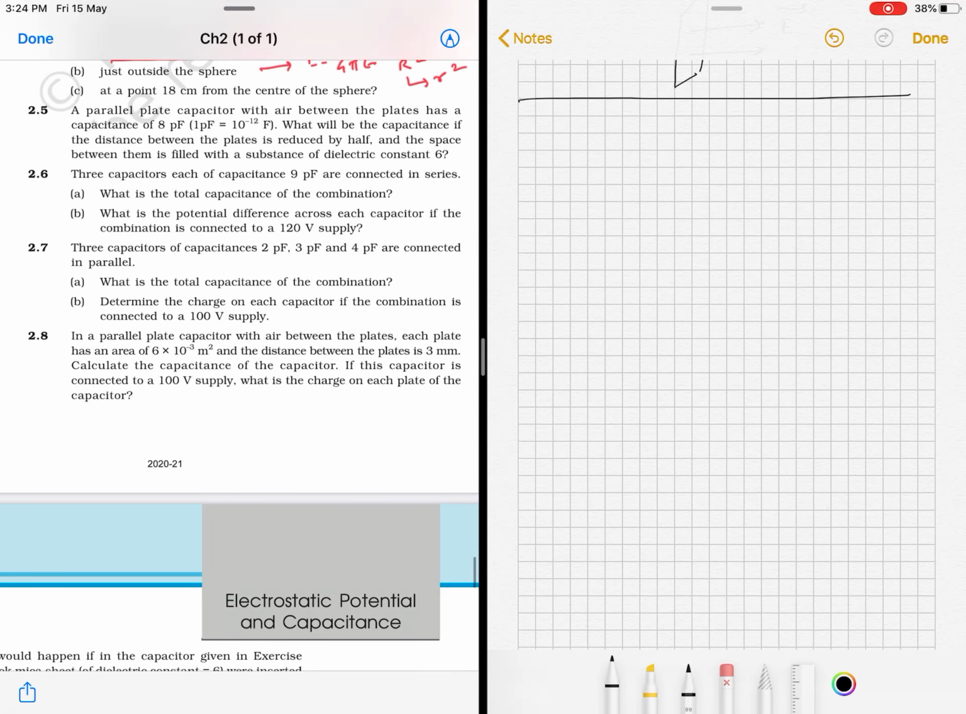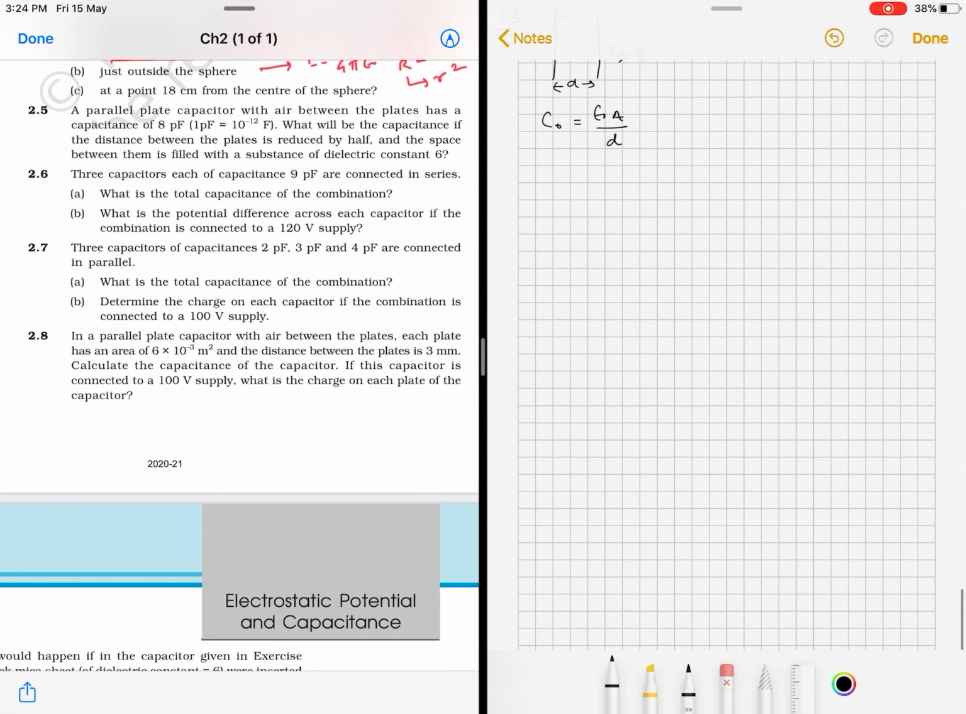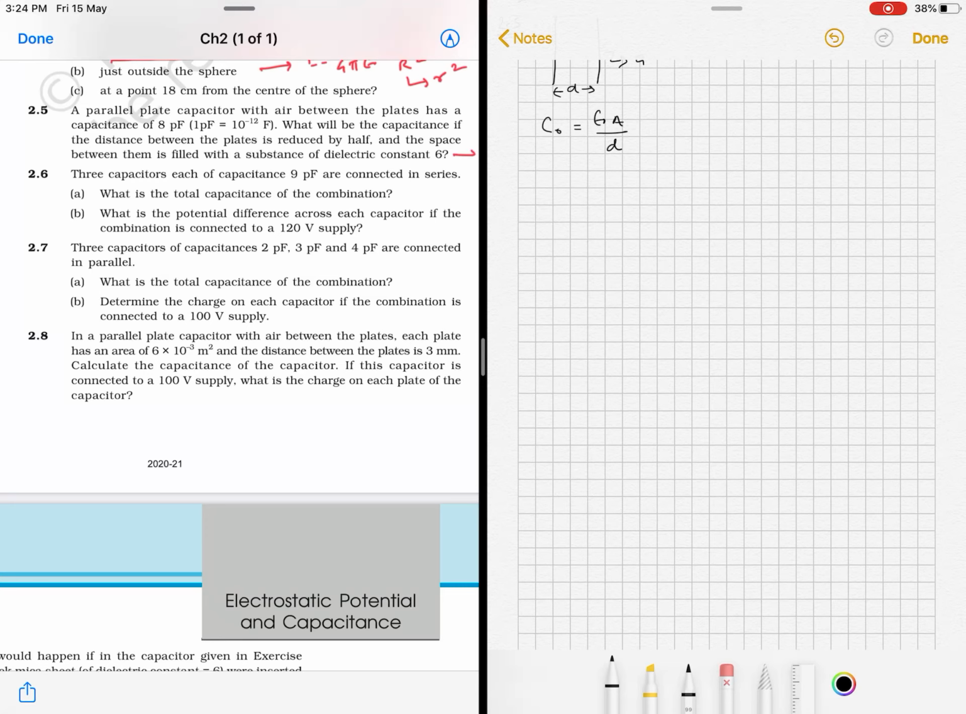Now 2.5. A parallel plate capacitor with air between the plates has a capacitance of 8 picofarad. Initially there is air. When there is air and the separation is D, and the area of the plate is A, the capacitance is given by C naught equal to epsilon naught A by D. This is the formula for capacitance, epsilon naught A by D, and this is given equal to 8 picofarad.